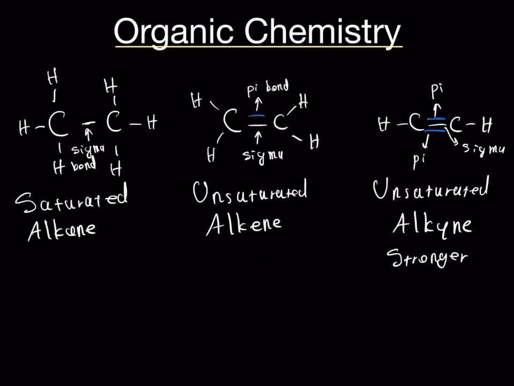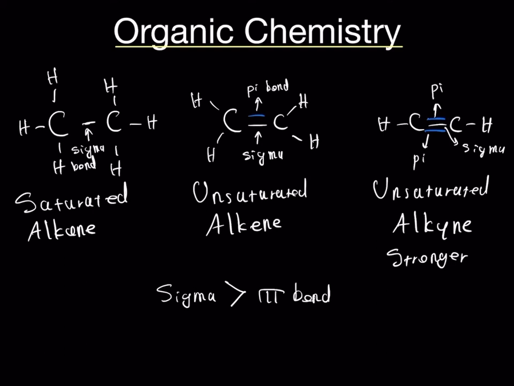However, let's take another comparison. Which one of these two is stronger, a sigma bond or a pi bond? The answer is a sigma bond. Even though two pi bonds and a sigma bond is stronger than one sigma bond, a single sigma bond is stronger than a pi bond.